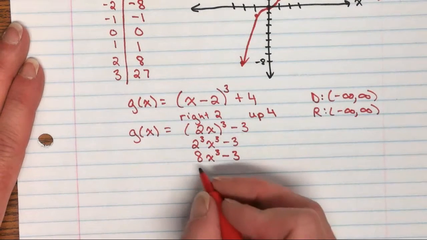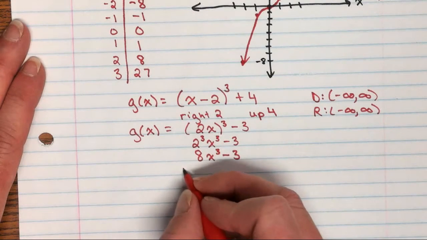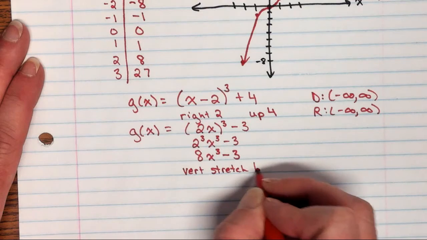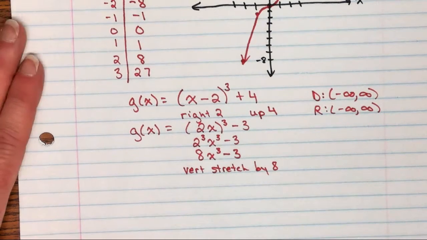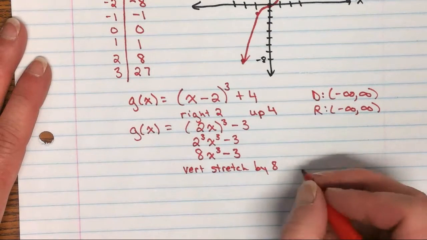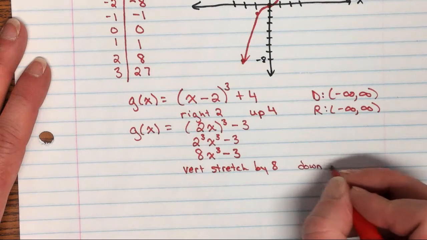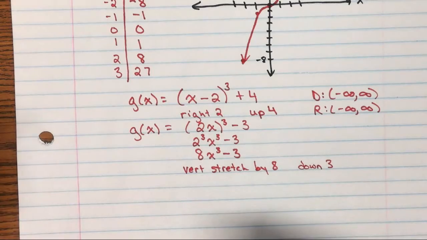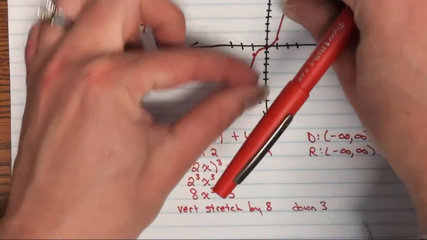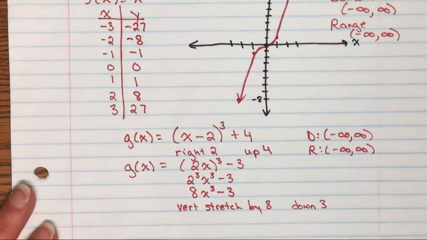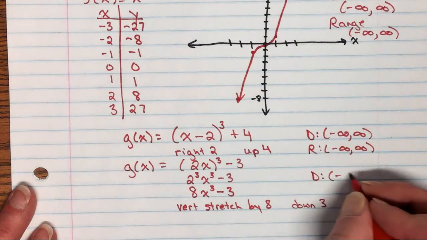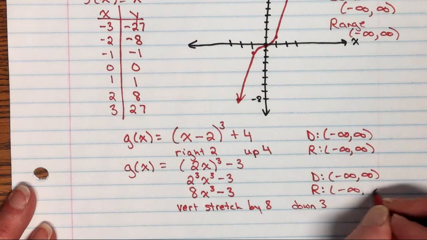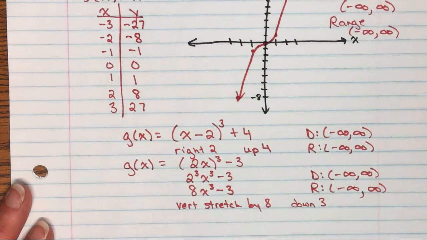Great. What's the 8 do? Oh, that's a vertical stretch by 8. What's the minus 3 do? Down 3. What's going to happen with my domain and range if I stretch this and just slide it down 3? Actually, nothing happens. Negative infinity to infinity, and the range is also negative infinity to infinity.